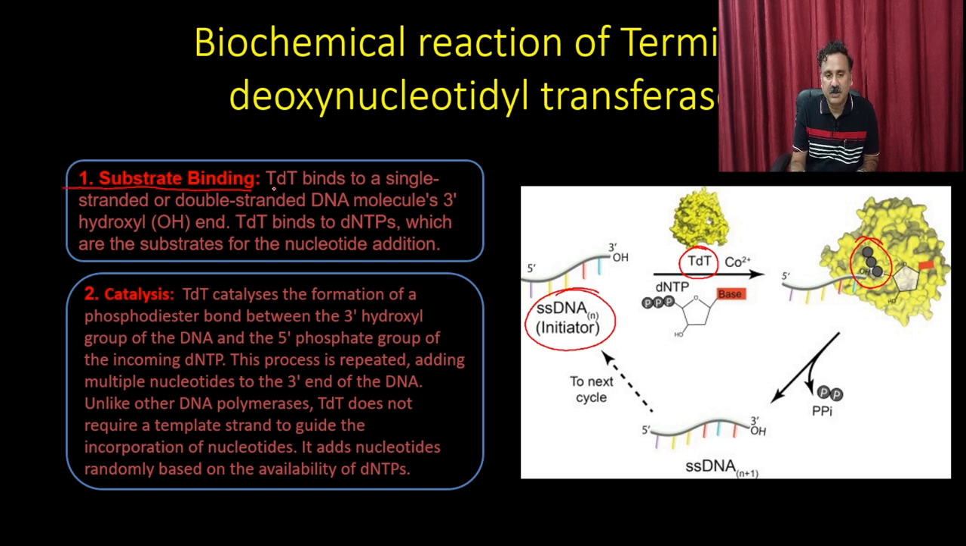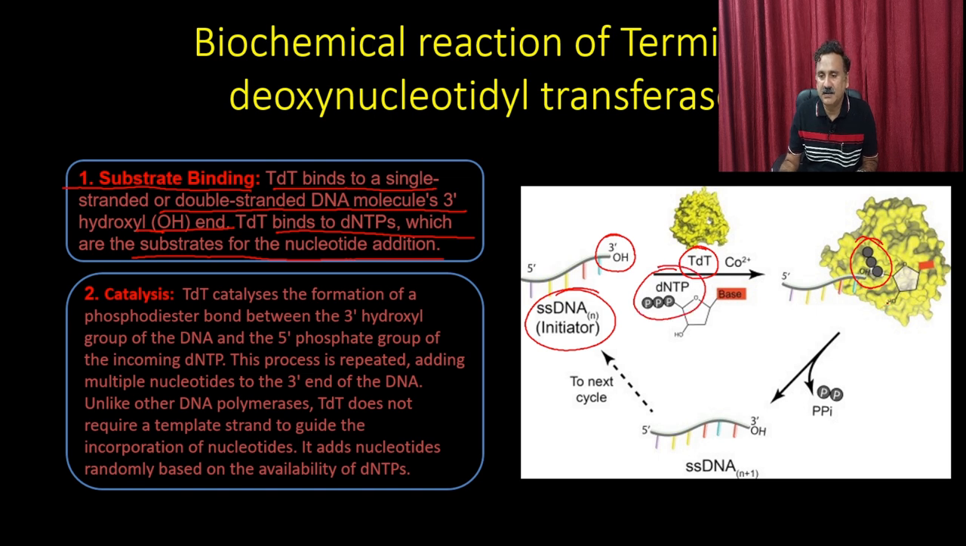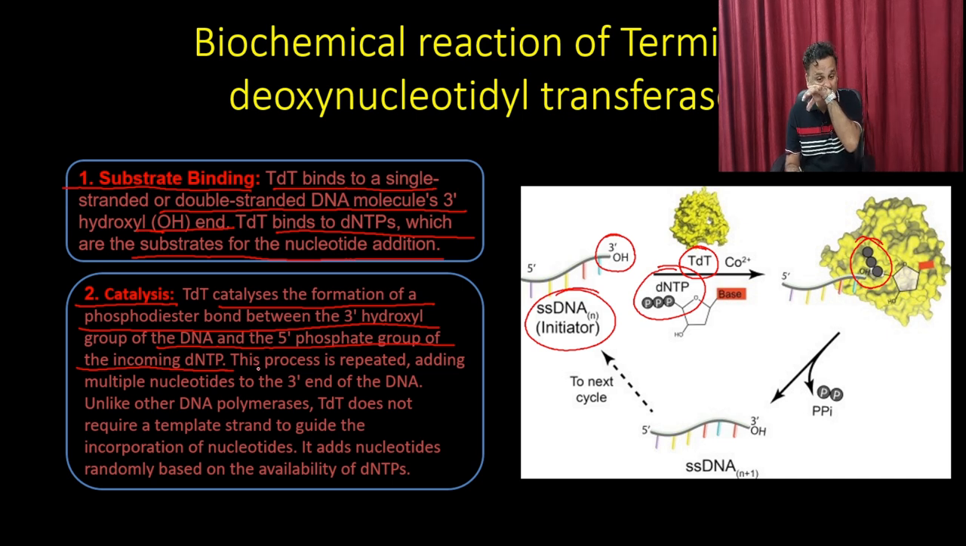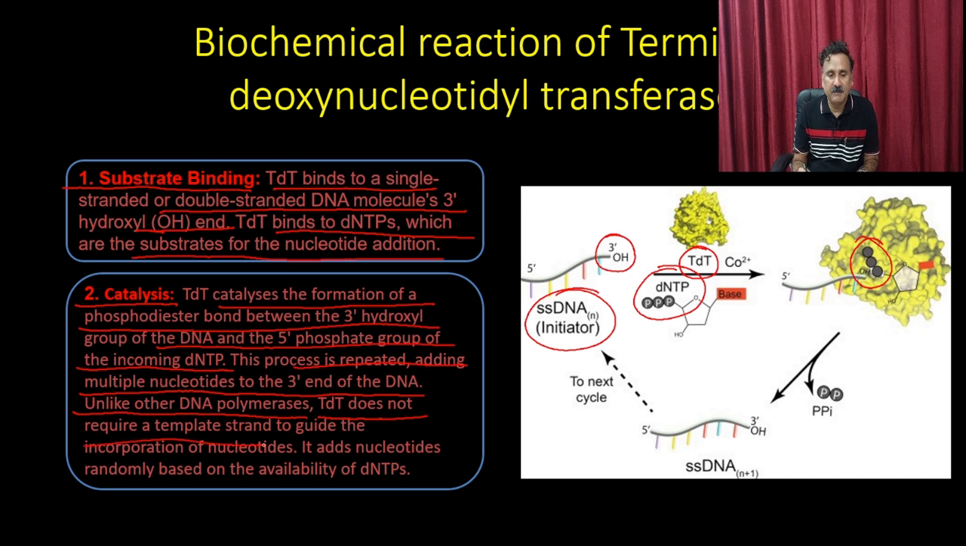Terminal deoxynucleotidyl transferase binds to a single-stranded or double-stranded DNA molecule with a 3' hydroxyl group at the end. It also binds to dNTPs, which are the substrate for nucleotide addition. So the 3' end is free, and it also binds the dNTPs within the active site. Then it performs the catalysis. It catalyzes the formation of a phosphodiester bond between the 3' hydroxyl group of the DNA and the 5' phosphate group of the incoming dNTP. This process is repeated, adding multiple nucleotides to the 3' end. Unlike other DNA polymerases, it does not require a template strand to guide the incorporation of nucleotides. It adds nucleotides randomly based on the availability of the dNTPs.